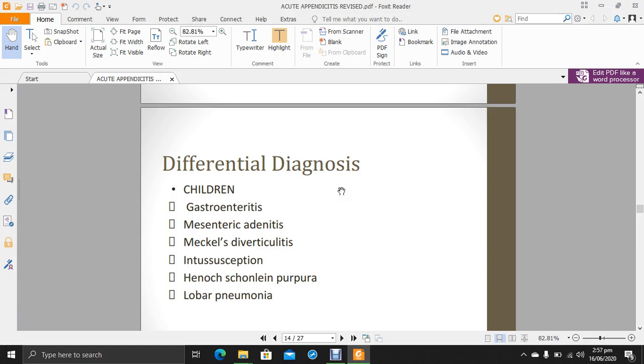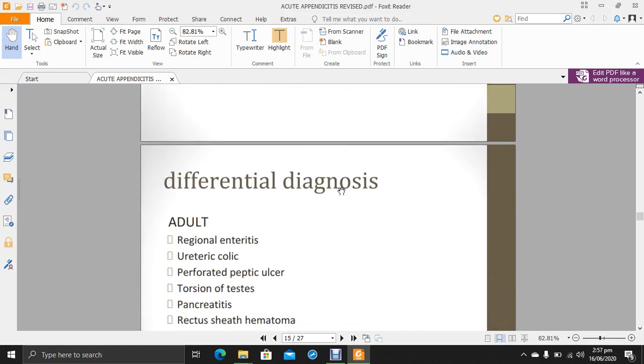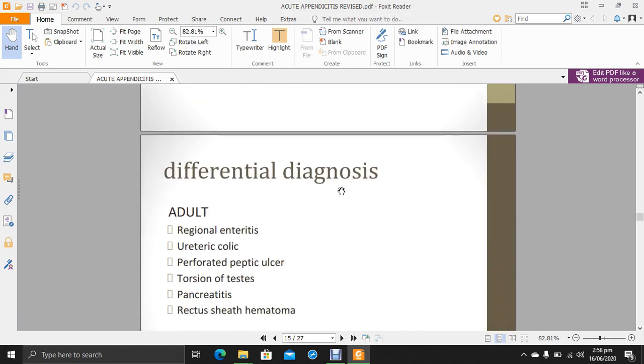So this is different. If you get a chance, see the Bailey and Love book, 23rd edition. Nowadays the edition of Bailey and Love is 27, but in the 23rd edition there is a very beautiful diagram about the differential diagnosis. So that was the differential diagnosis in children.